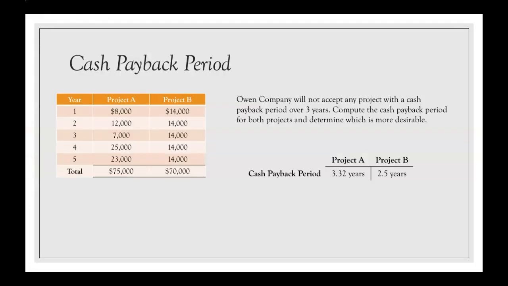So that was just part of the problem, right? That was computing the cash payback period. Now we need to figure out which is more desirable. Project A has a cash payback period of 3.32 years. Project B is down at 2.5 years. So when we have to figure out which is more desirable, we want our money back faster. So project B is more desirable because it has a shorter cash payback period.